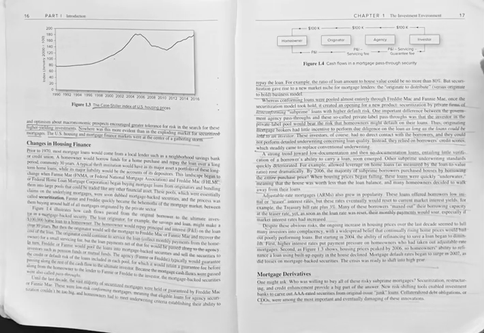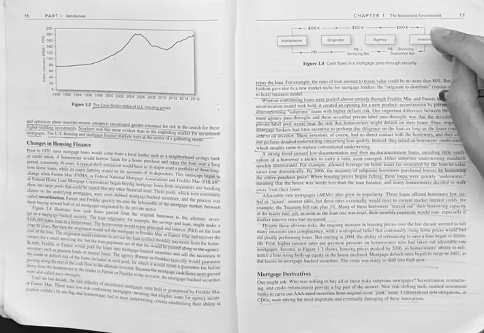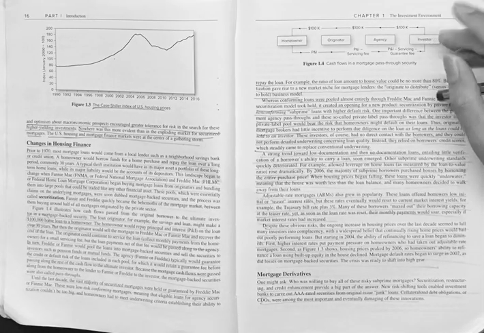But starting in 2004, the ability of refinancing to save a loan began to diminish. First, higher interest rates put payment pressure on homeowners who had taken out adjustable rate mortgages. Second, as figure 1.3 shows, housing prices peaked by 2006, so homeowners' ability to refinance a loan using built up equity in the house declined. Mortgage default rates began to surge in 2007, as did losses on mortgage backed securities. The crisis was ready to shift into high gear.